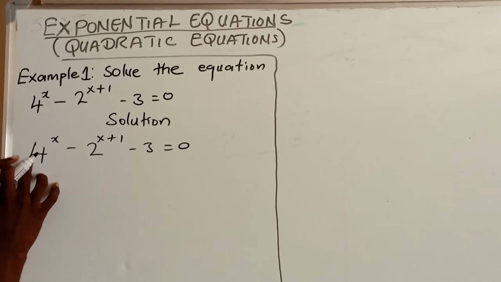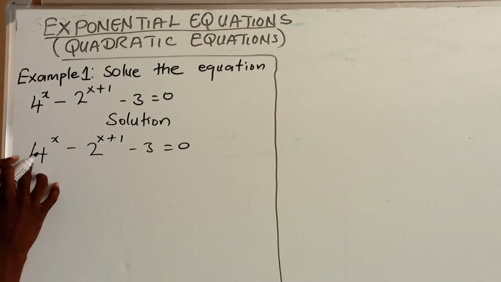So in this case, we have 2 raised to the power x, it has a power of 2, so m squared. Minus m times, any number raised to the power 1 is the number itself, so this is 2, minus 3 equals 0. So m squared minus, you multiply this and this, 2m minus 3 equals 0.